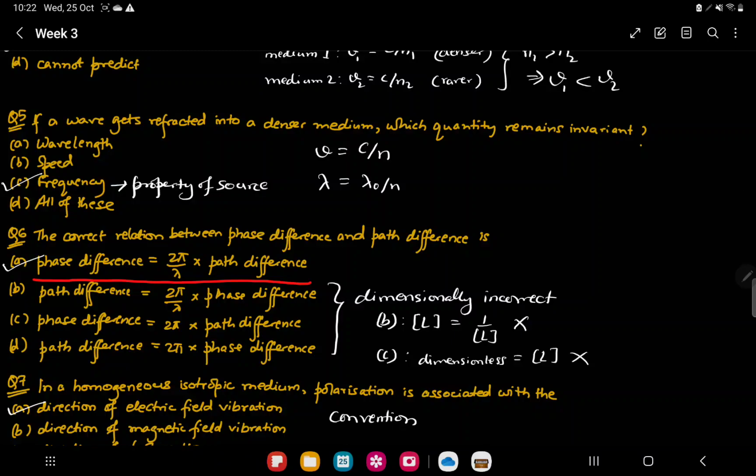Phase difference is 2 pi by lambda times path difference. This is a very important relation.